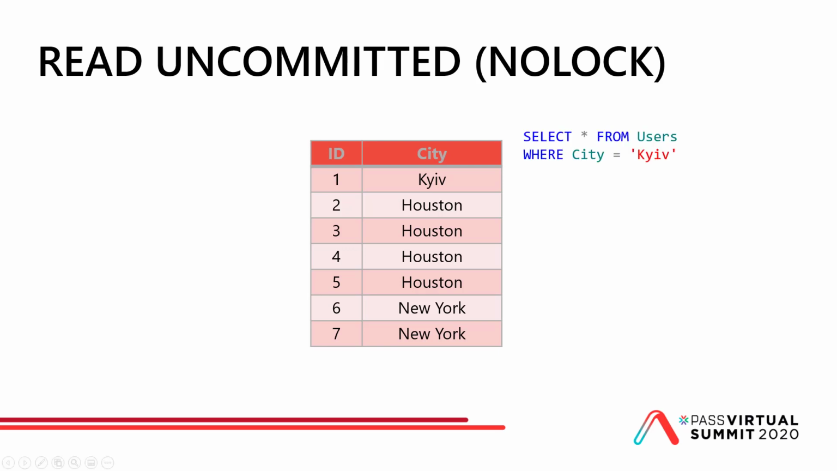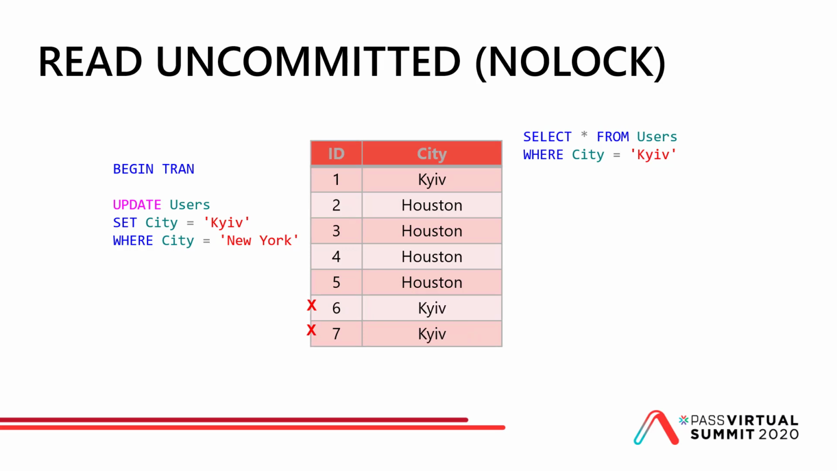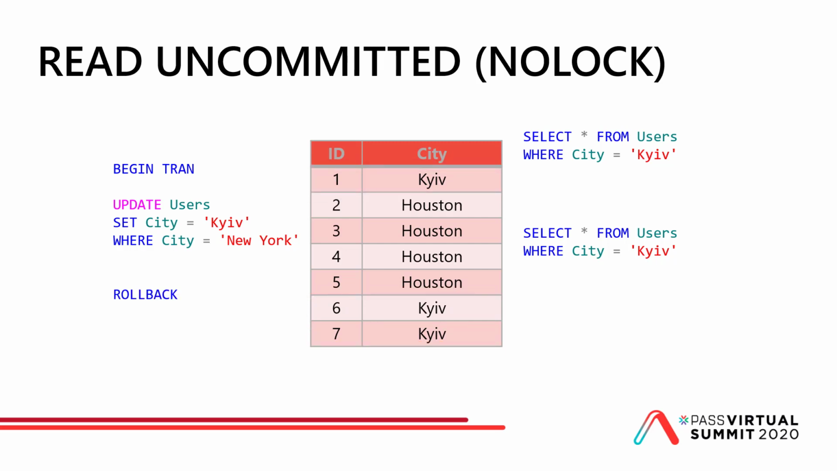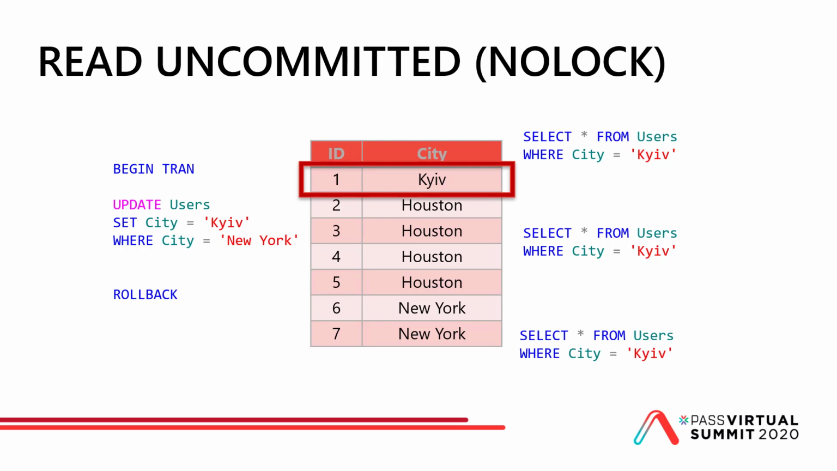Okay, how does it work? We're selecting data from users where city equals Kyiv. SQL Server will not put a shared lock for this read. We run a transaction which updates users and changes city to Kyiv where city equals New York. This transaction holds exclusive locks on these rows. We run a second select query with read uncommitted isolation level. And this query will return us 3 rows. Then our transaction can be rolled back and we will have the same records with New York in the table. So our next select query with read uncommitted isolation level will return just a single row. What happened in the second query we call a dirty read. This query reads data which never existed in the users table.